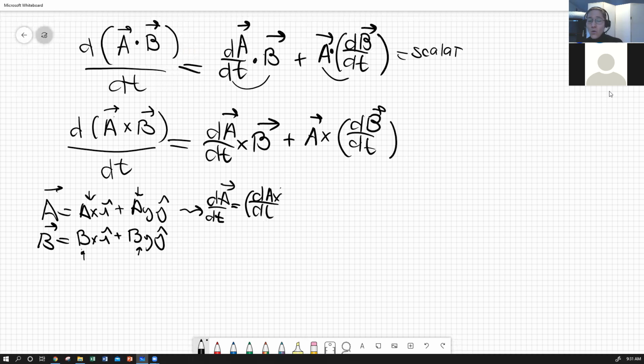dAx/dt, whatever that ends up being, pointing in the i hat direction, plus the first time derivative of Ay pointing in the j hat direction. So here's where you're going to apply your calculus, depending on what these are.